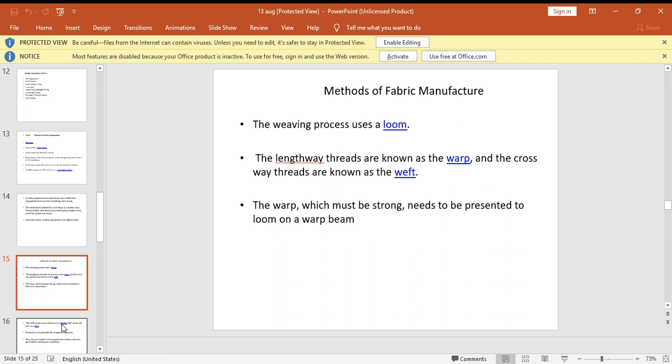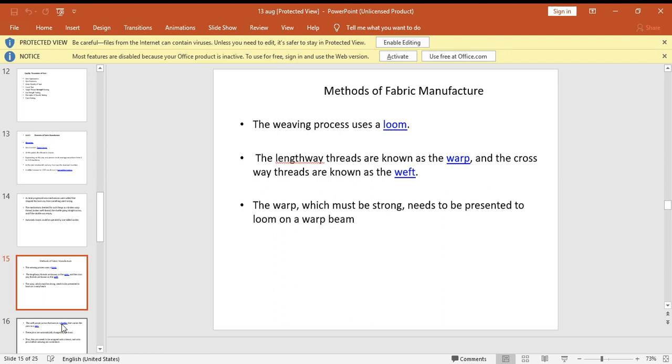Methods of fabric manufacture. In the earlier topic, I told you about warp and weft. What a warp or broken thread is, we are going to learn in coming topics. So the method of fabric manufacture is the weaving process, which uses a loom, just like in the blow room. In yarn manufacture, we have a sequence of machines, like blow room, carding and so on. To produce a fabric, we need a loom.